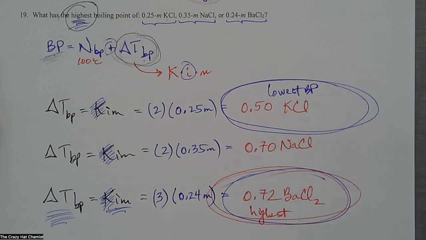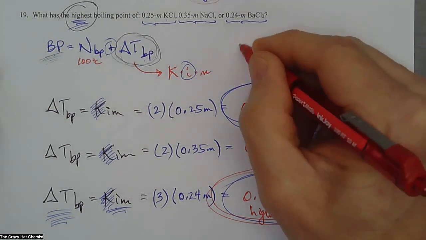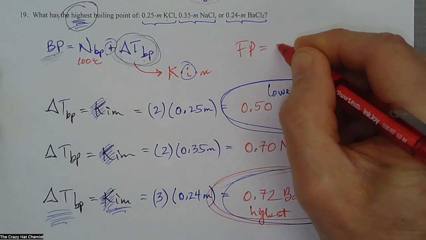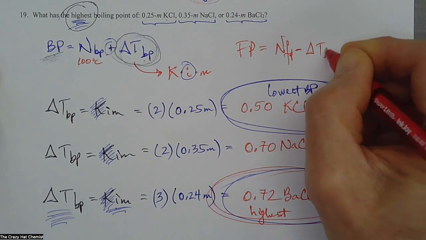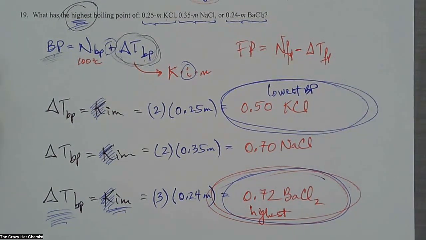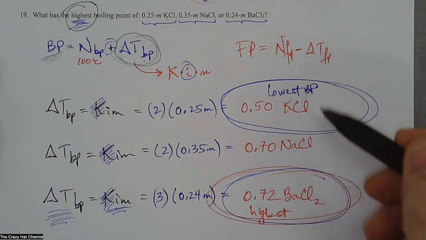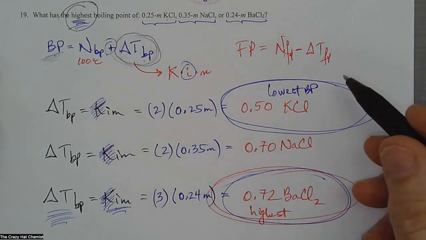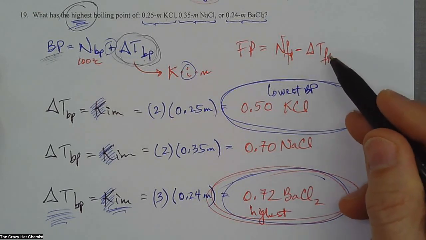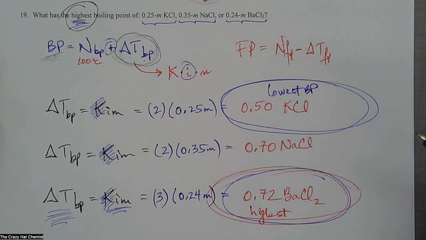Let me answer one other question here. Which one has the lowest freezing point? The freezing point equation is equal to the normal freezing point minus the change in temperature of the freezing point. Again, if we assume that they're all in the same solvent, which they are, then which one would have the lowest freezing point? The lowest freezing point would be the largest Kim, which would be the largest change in temperature of the freezing point. So this one would have the lowest freezing point, the barium chloride.